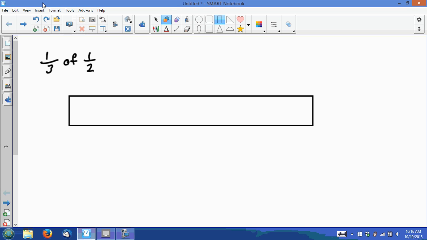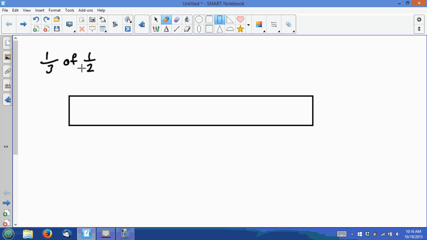Hello, here's a short video on understanding how to show the fraction of a fraction using these drawings that are in your Math 20 textbook. Understanding this is important to your overall understanding of fractions. The most important thing that you understand is that a fraction represents a part of a whole.